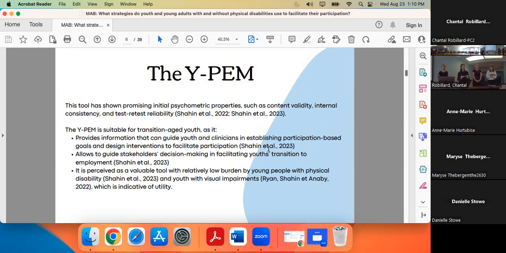So the YPEM is a tool that has shown promising initial psychometric properties, such as content validity, internal consistency, and test retest reliability. And it was considered suitable for transition age youth, as it provides information that can guide youth and clinicians in establishing participation-based goals and to design interventions that facilitate participation. It can also guide stakeholders' decisions in facilitating youth's transition to employment, and is considered a valuable tool with relatively low burden by youth with physical and visual impairments.